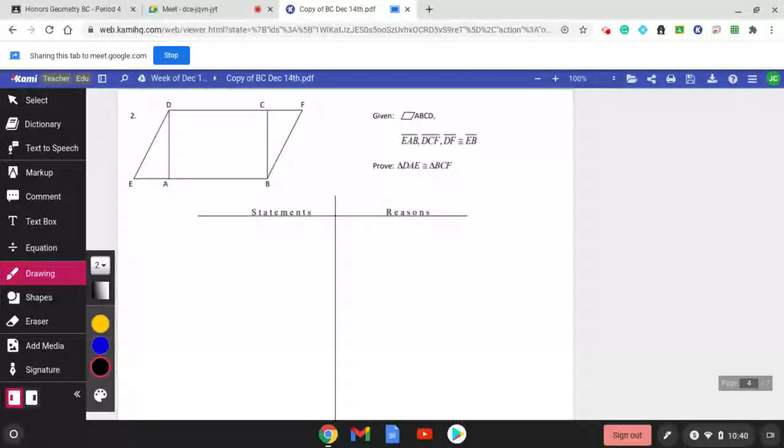Proving triangles. All right, we got 5 methods. Let me remind you quickly. I got side, side, side. We got side, angle, side. We got angle, side, angle. We got angle, angle, side. And then finally, we got a little HL. One of those methods is going to be used at the end of this proof to prove the triangles congruent. So I have parallelogram ABCD.